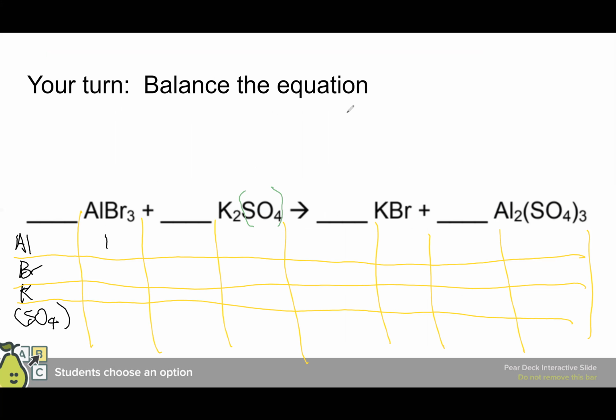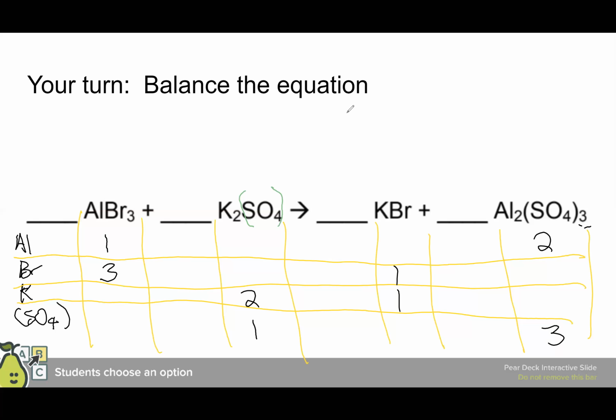So I have 1 aluminum in this thing, and I have 3 bromines. And then my next thing, I have 2 Ks, potassium, and 1 SO4 unit. And then the next one, I have 1 potassium K, and I have 1 bromine. And the last one, I have 2 aluminums. And see, this little 3 here means I have 3 of the SO4s. Everything in the parentheses multiplied by 3. So I have 3 SO4s. Okay, so now I'm going to balance this.